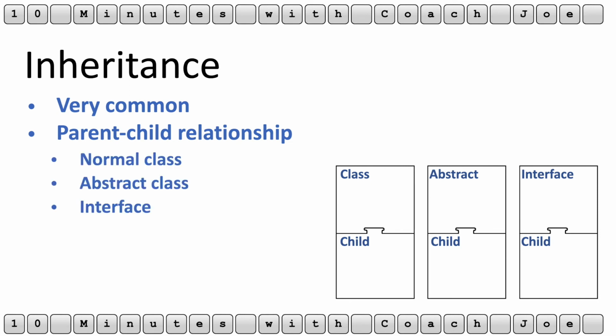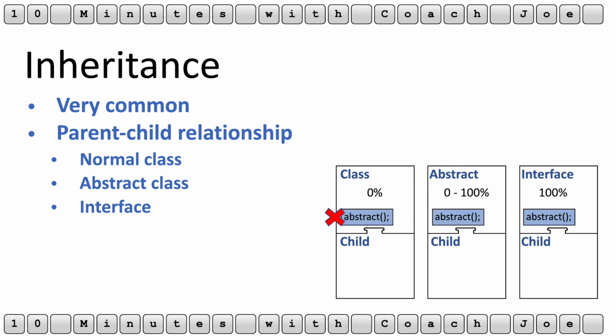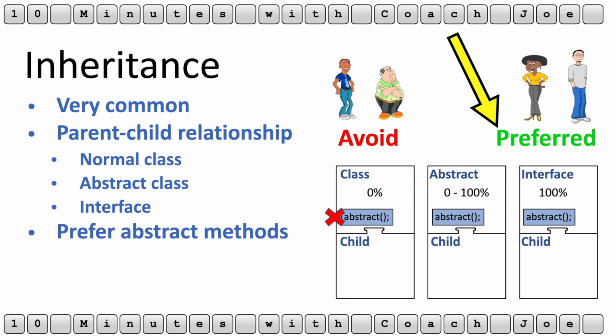A parent can be a normal class, abstract class, or an interface. The normal class has all regular methods and no abstract methods. An interface has no regular methods and all abstract methods. The abstract class can contain both. When using inheritance, your goal should be 100% abstract methods in the parent class. The interface should be your first choice.